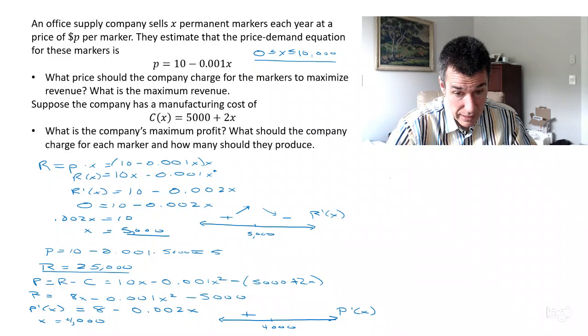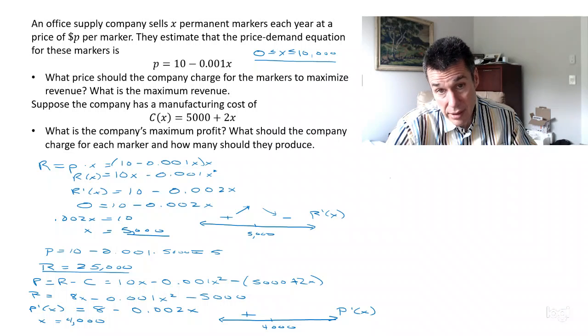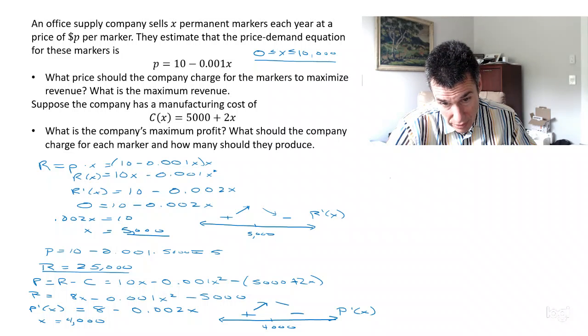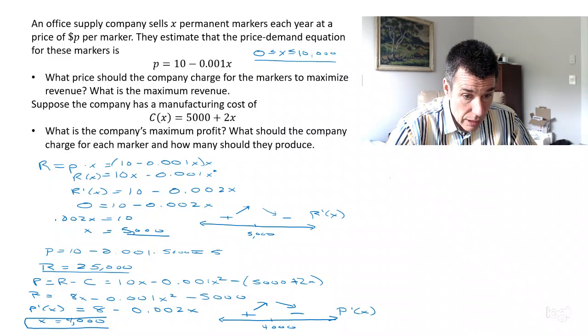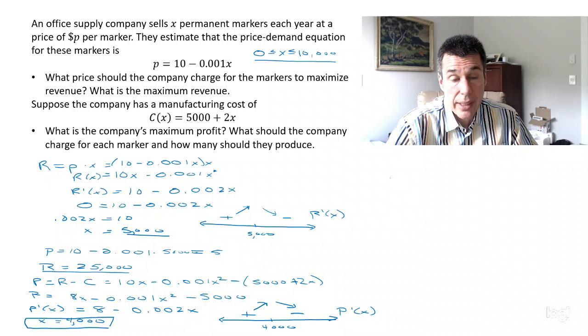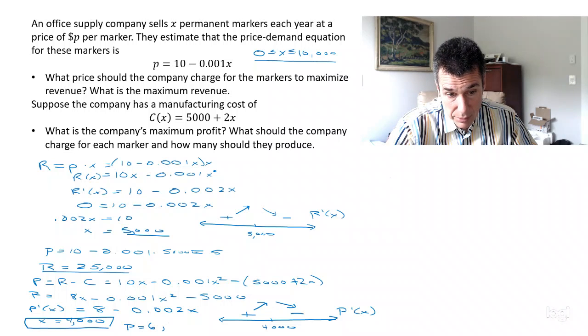The derivative of profit is increasing. Choose a number to the right. 10,000 seems like an easy one. Again, we get decreasing. So the function is increasing, then decreasing, which means that x equals 4,000 maximizes profit. When x equals 4,000, P equals 6, and the profit is equal to, let's see, the revenue is 6 times 4,000, 24,000, minus 5,000 plus 8,000. So 24,000 minus 13,000 is $11,000.